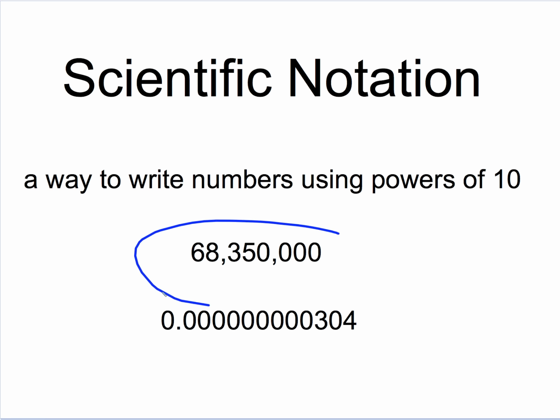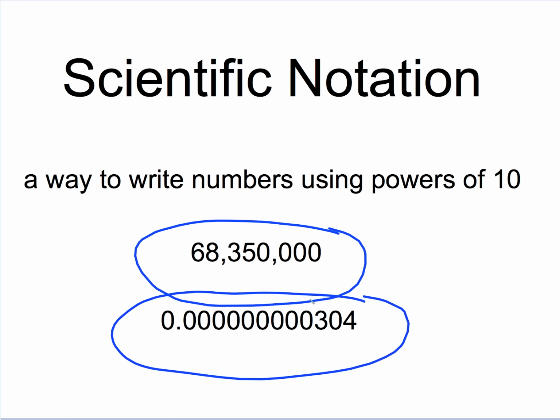If we have a fairly large number like 68,350,000, we can use scientific notation as a shortcut. If we have a very small number, now this is very small, it looks long, doesn't mean it's big, it is a very small number, we can use scientific notation as a shortcut.